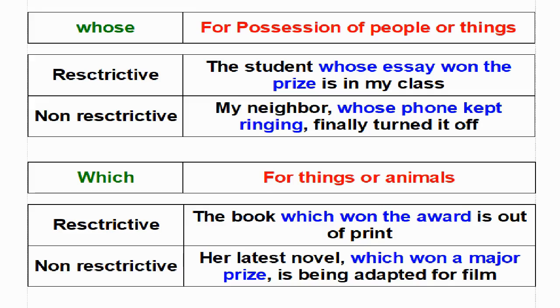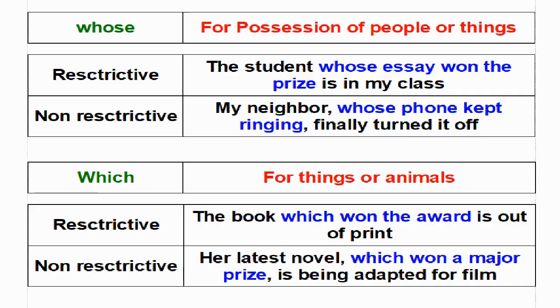Whose. Relative clauses using whose show possession and can refer to people, animals, or things. Restrictive relative clause with whose: the student whose essay won the prize is in my class. Non-restrictive relative clause with whose: my neighbor, whose phone kept ringing, finally turned it off.